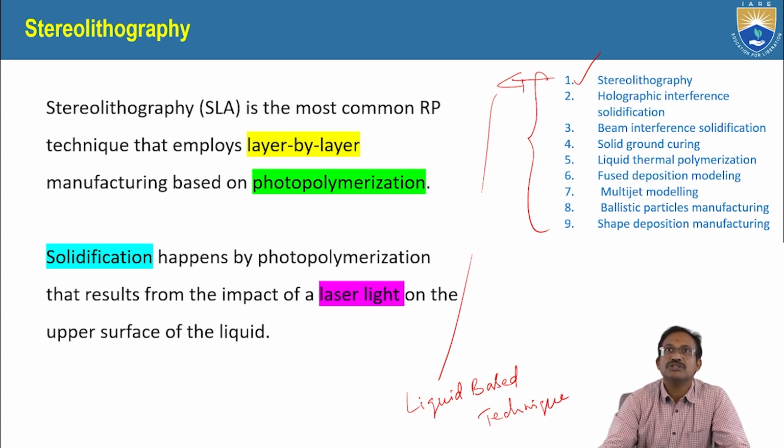Stereolithography is the most common rapid prototyping technique that employs layer by layer manufacturing based on polymerization. Here the medium is liquid, that's why it is a liquid based technique. So that liquid will have to solidify. Solidification happens by polymerization that results from the impact of a laser light on the upper surface of the liquid.